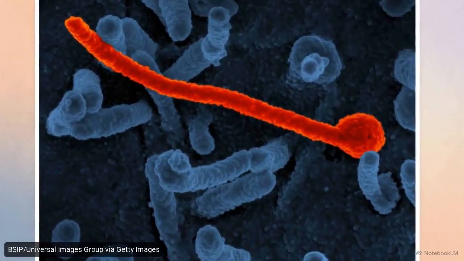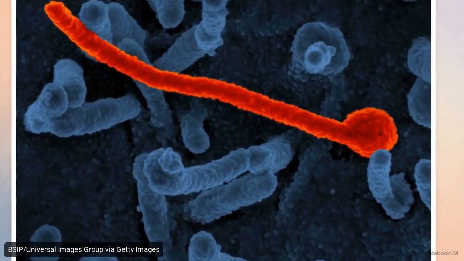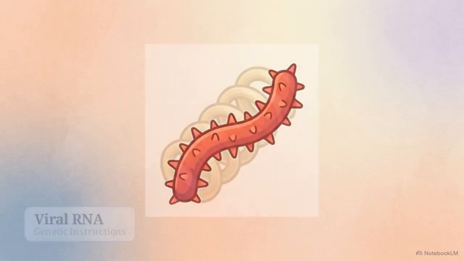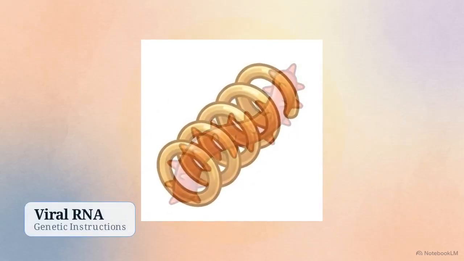It is a filament-shaped virus, often appearing as a long, singular strand that can loop or twist. This simple, thread-like structure houses the genetic instructions to bypass the human immune system.